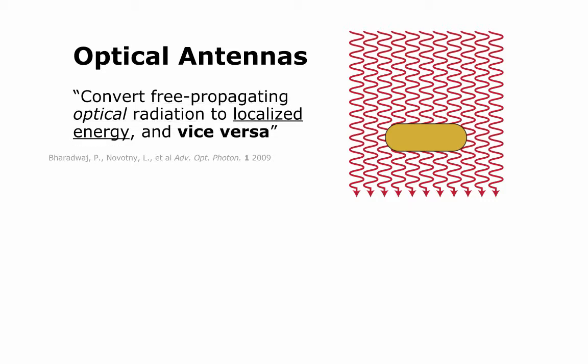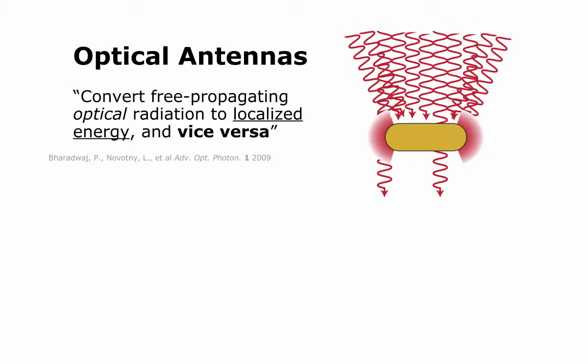Well, as the definition tells us, it converts that free propagating optical radiation into localized energy. It does that by absorbing a huge amount of the incident light. Not all of it, but quite a lot of it. And through some remarkable physics called a surface plasmon, the antenna converts that light into localized energy.